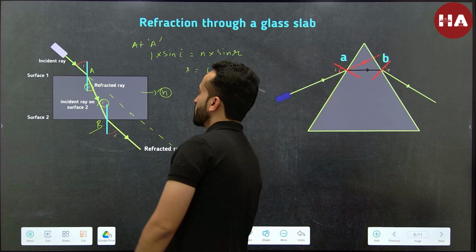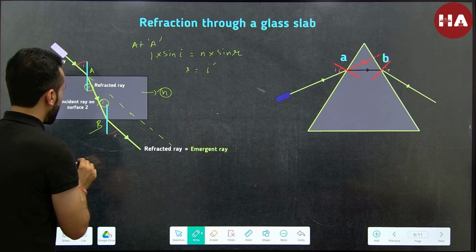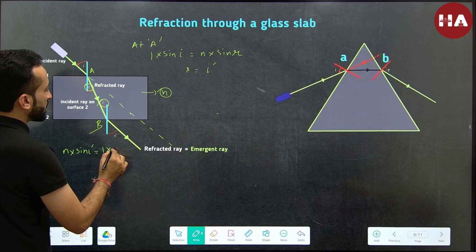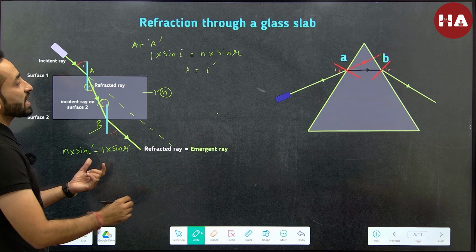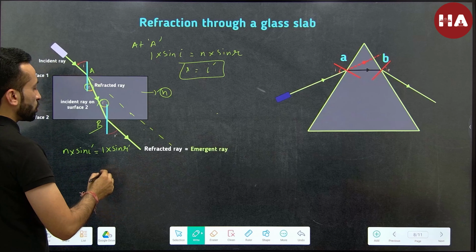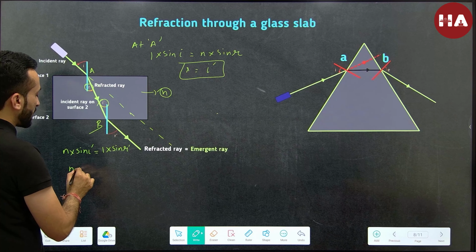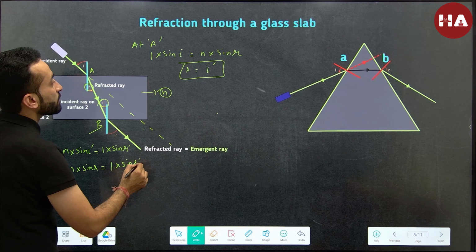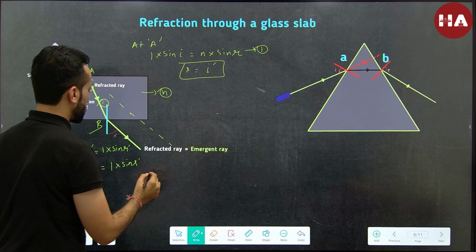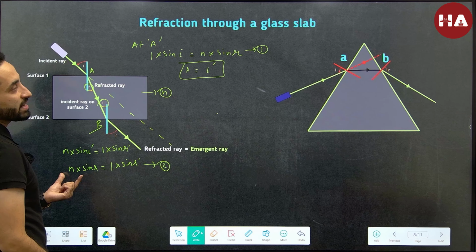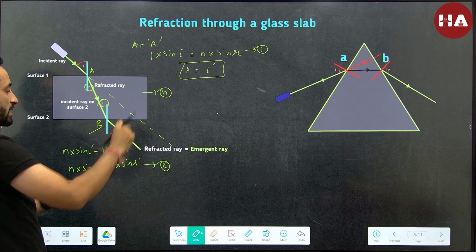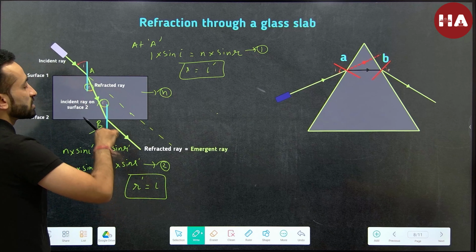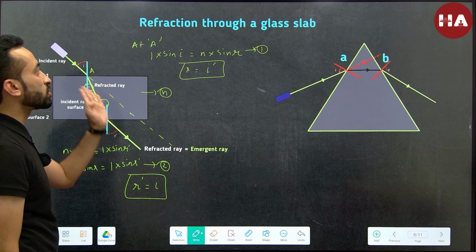And if that is the case, on the next face B you can write n into sine I dash equals to 1 into sine R dash. But since I dash is equals to R, this can also be written as n into sine R is equals to 1 into sine R dash. And if you can clearly see now from the first equation and second equation, n into sine R, n into sine R, this is sine I, this is sine R dash, this implies R dash is equals to I. So this light is going to emerge parallel to the initial direction of motion.